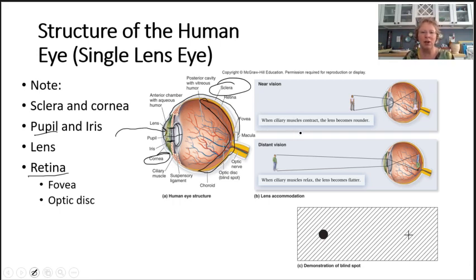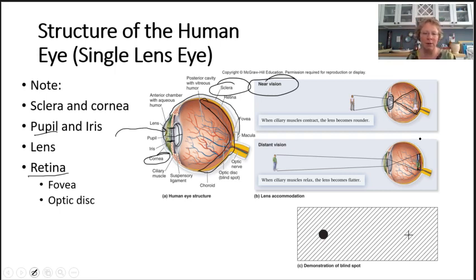Look at another feature of the lens. The lens changes shape in order to help us focus. So for near vision, the lens gets rounder. Muscles contract to make the lens rounder, and that focuses light so it's covering a broader area on the retina. When we're doing distant vision and we don't need that sharpness of vision, the muscles relax, the lens flattens, and we're focusing light on a narrower region of the retina.